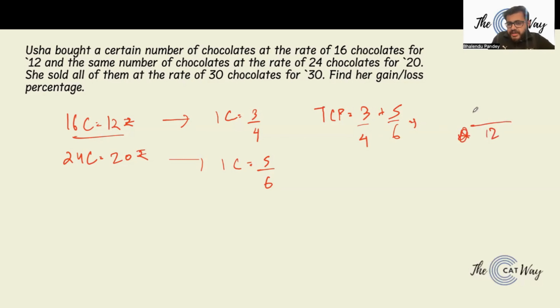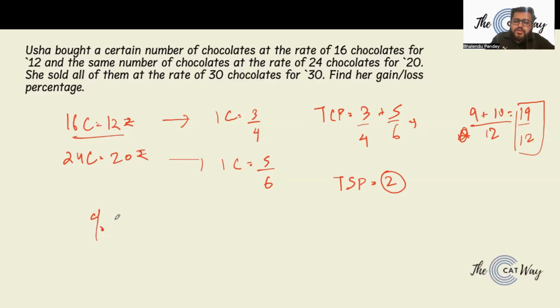12. This goes 3 times 9. This goes 2 times 10. So you have 19 by 12 as the cost price. Now it is being said she sold all of them at the rate of 30 chocolates for 30. So because she had 2 chocolates and she's selling 1 chocolate for 1 rupee, the total selling price is going to be 2 rupees. So find a profit or loss percentage.